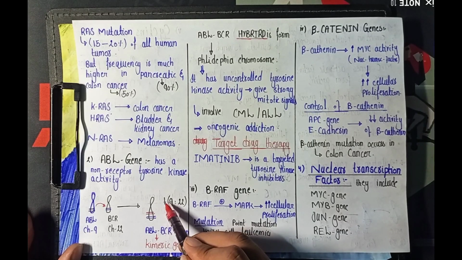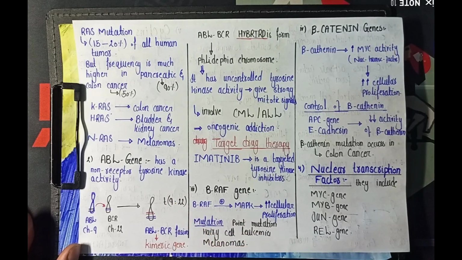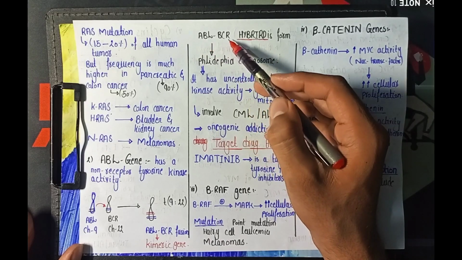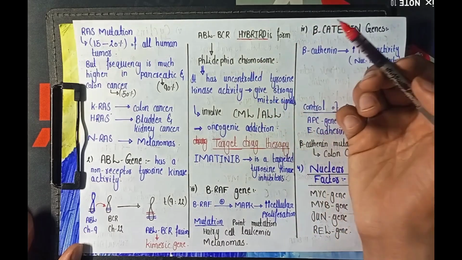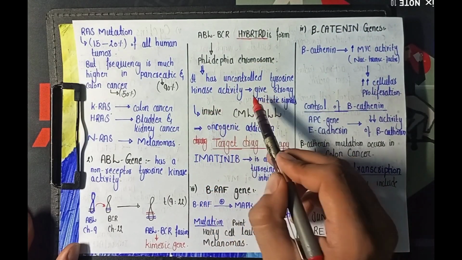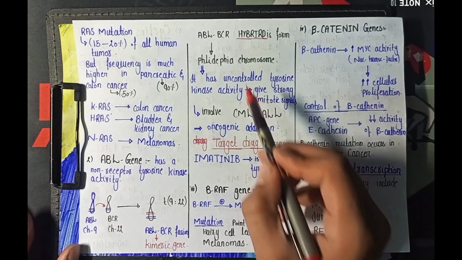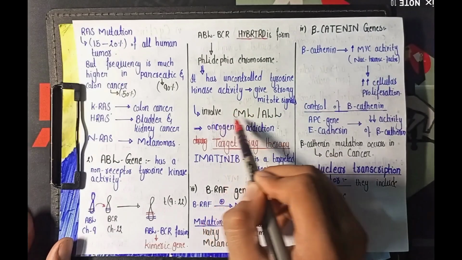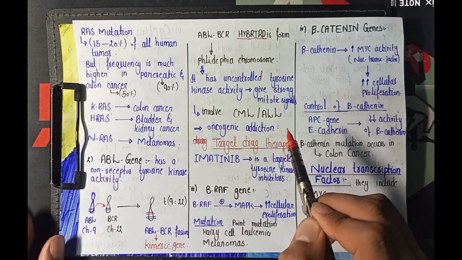So we say that there is translocation of the ABL gene from chromosome number 9 towards chromosome number 22, and hence there is formation of the BCR-ABL hybrid, and such a chromosome is known as the Philadelphia chromosome. This chromosome has uncontrolled tyrosine kinase activity, which gives strong mitotic signals and causes neoplastic growth. And the Philadelphia chromosome or the BCR-ABL hybrid formation will lead to chronic myeloid leukemia or acute lymphoblastic leukemia.